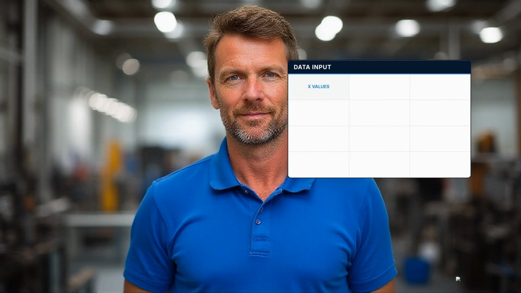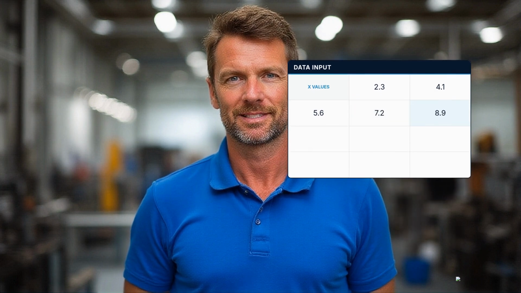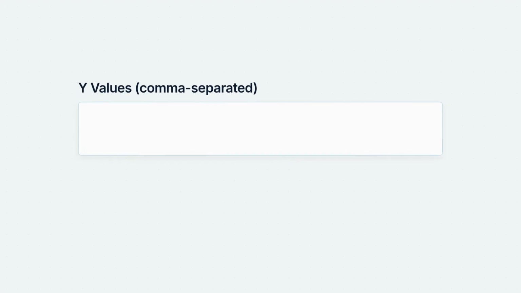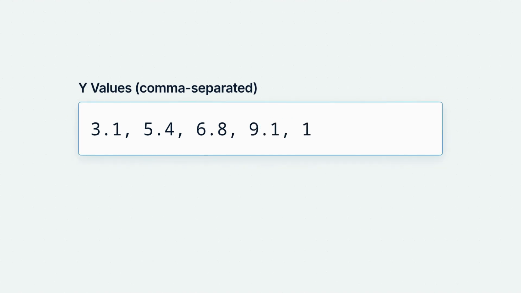Now for the input fields, X values comma separated expects your first data set, like 2.3, 4.1, 5.6, 7.2, 8.9. Y values comma separated takes your second data set, such as 3.1, 5.4, 6.8, 9.1, 10.2. After clicking Calculate, the tool processes these paired values.